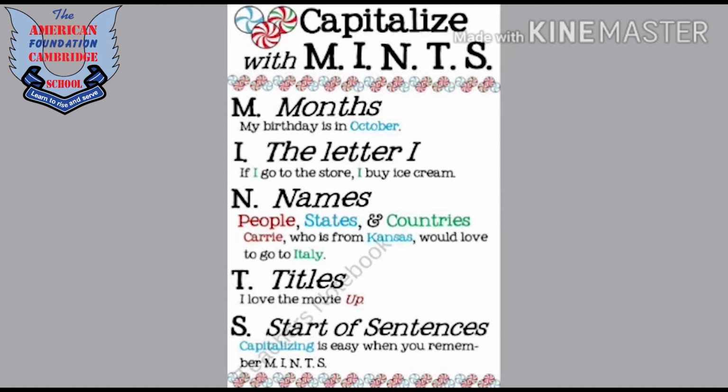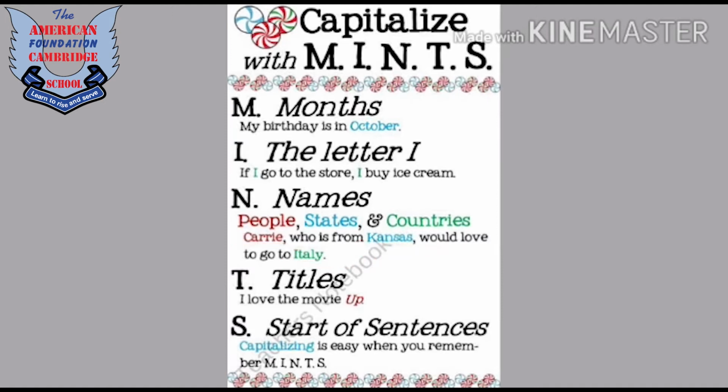Then country: the name of a country always begins with a capital letter. We have the example there, Kerry. Kerry is the name of a person who is from Kansas. Kansas is a state over there, but let's take it as a province here. Would love to go to Italy. Italy is the name of a place.